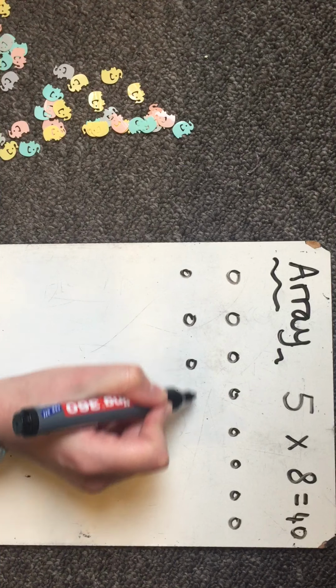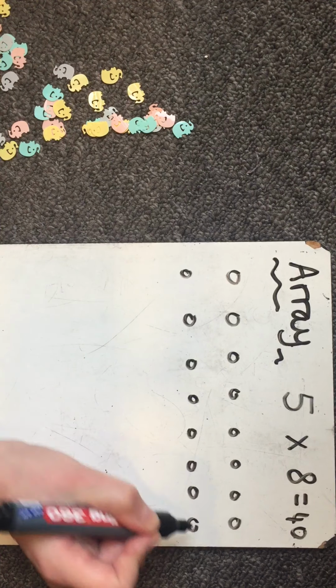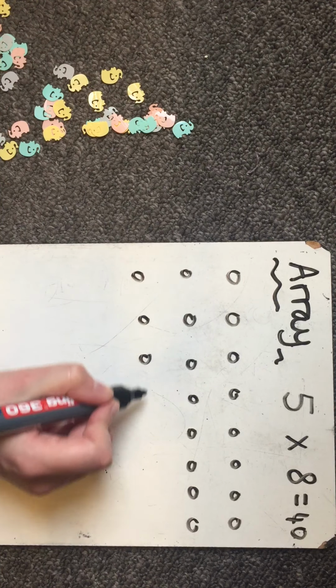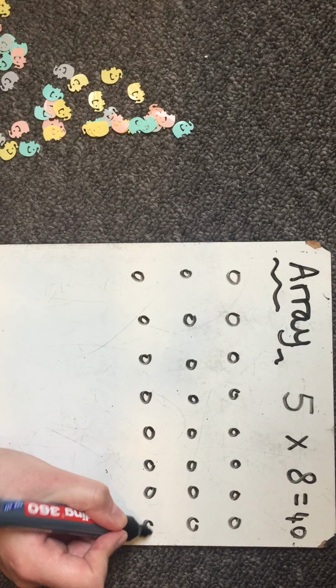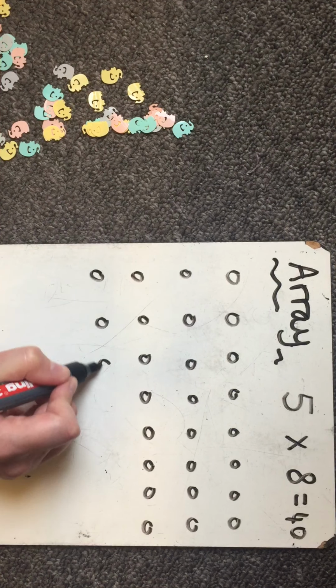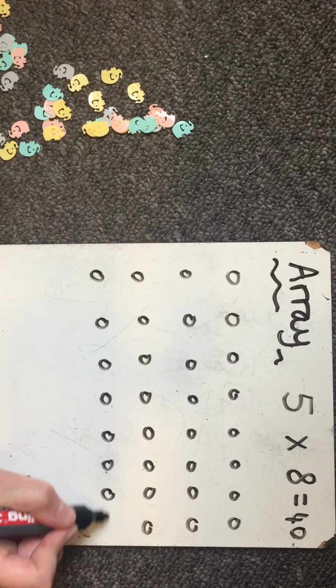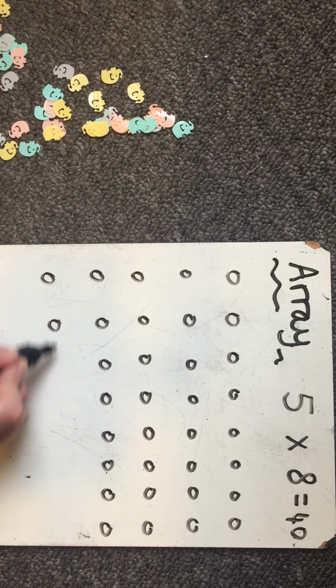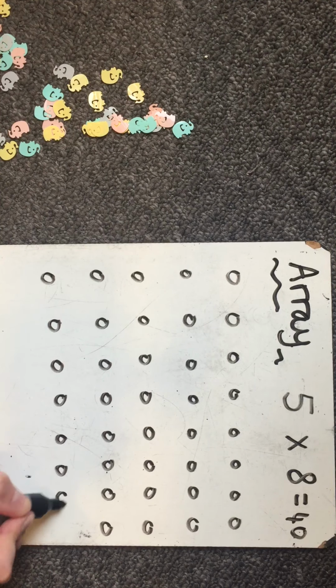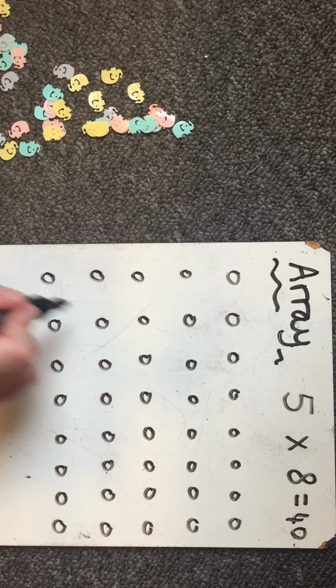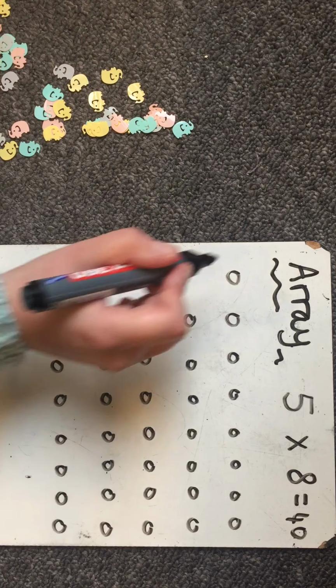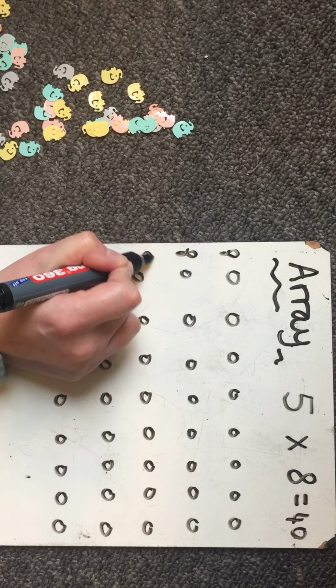1 row of 8, 2, 3, 4, 5, 6, 7, 8. 2 rows of 8. 3 rows of 8. 4 rows of 8. 5 rows of 8. That was quicker than the objects, but still took me a long time.